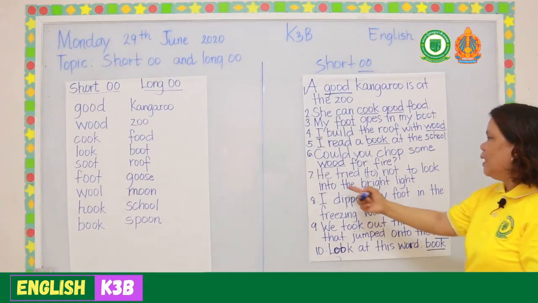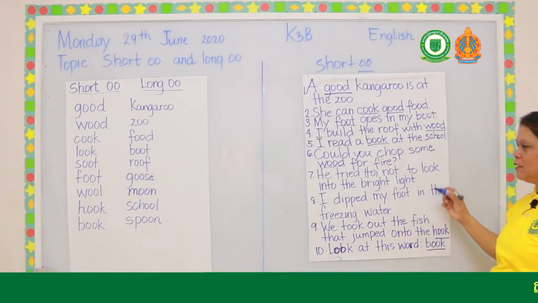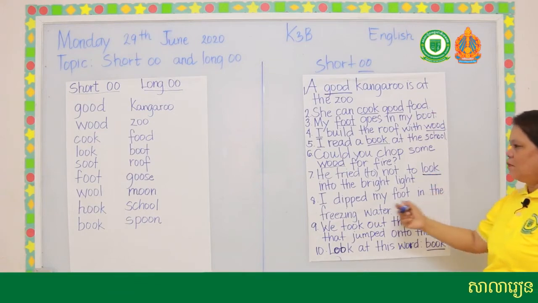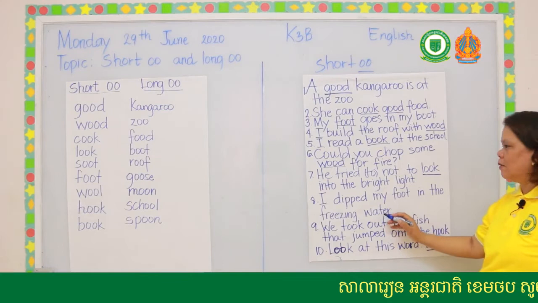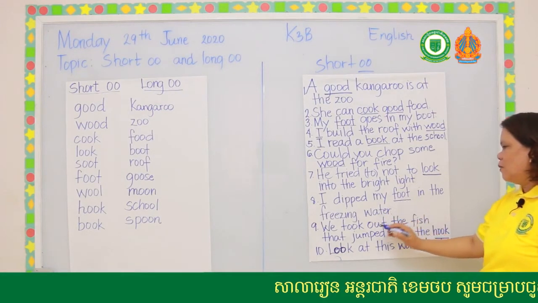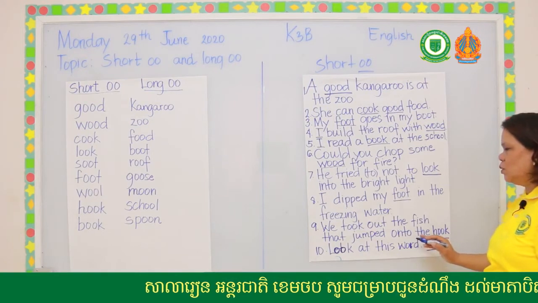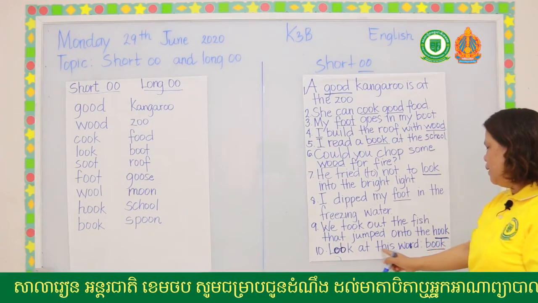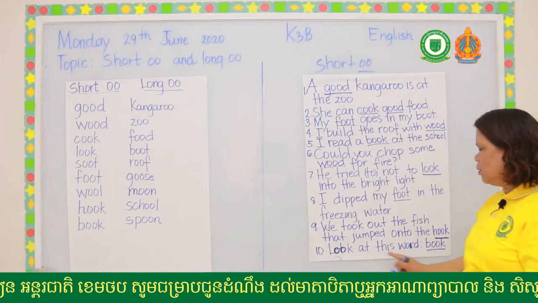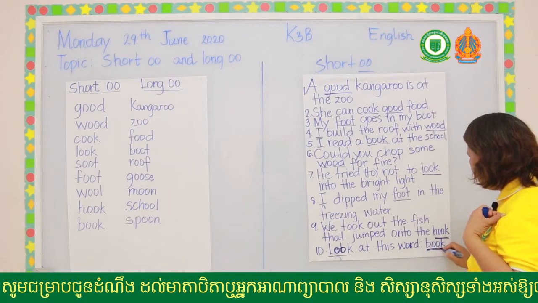Number 7, he tried not to look into the bright light. Look is a short sound. Number 8, I dipped my foot in the freezing water. Foot. We took out the fish that jumped onto the hook. Hook is a short sound. Look at this word, book. Look. Okay.